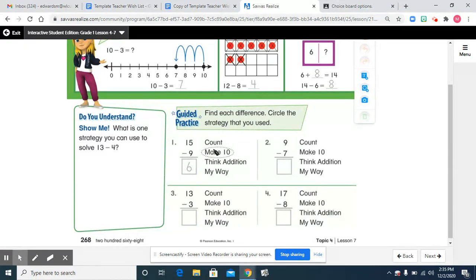Okay, number 1, they decided to make 10. So circle make 10. Okay, so what they did was over here, well, how about over here? I'm going to make 2 10 frames.